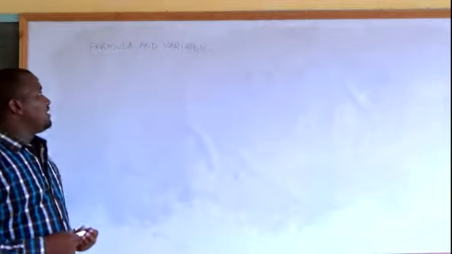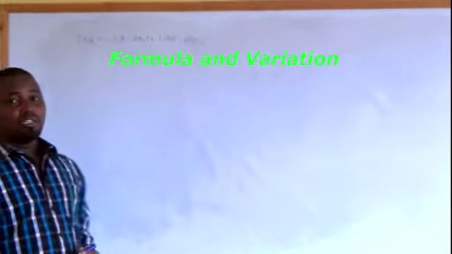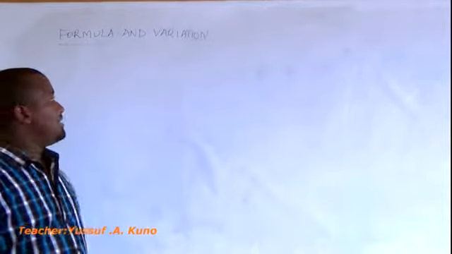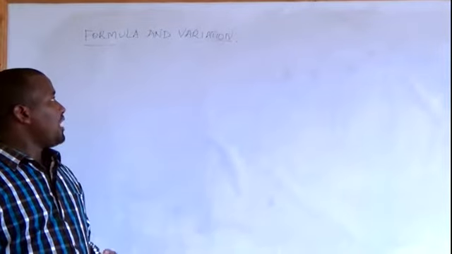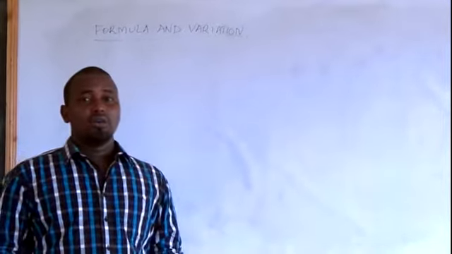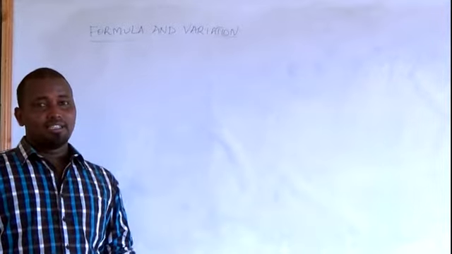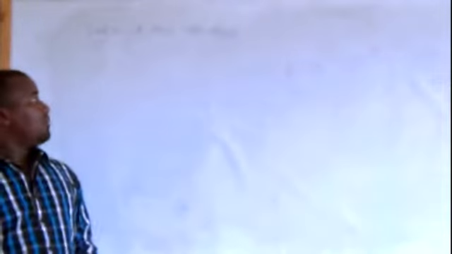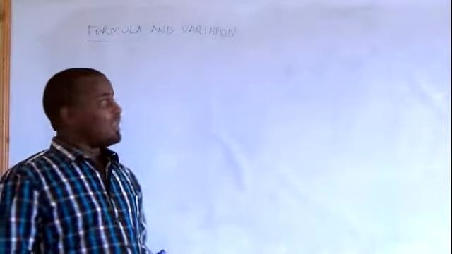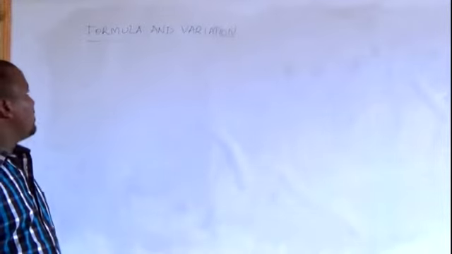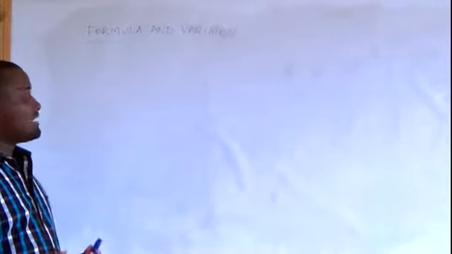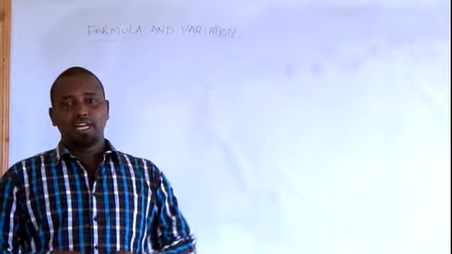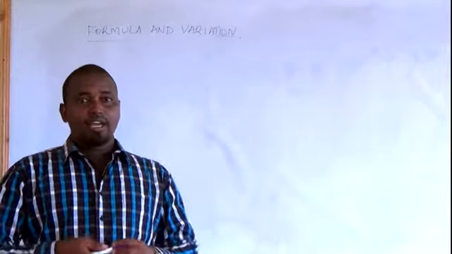In this topic, we are going to deal with formula, which generally involves changing the subject of the formula, and we will also talk about variation. We have several types of variation. We have direct variation, we have inverse variation, we also have joint variation, we have partial variation. And in this case, we are going to start with formula. We will take several examples of questions involving changing the subject of a formula or expressing an item in terms of the other.